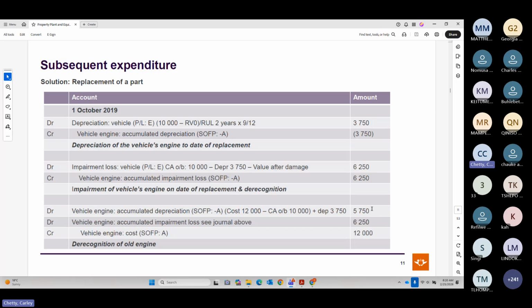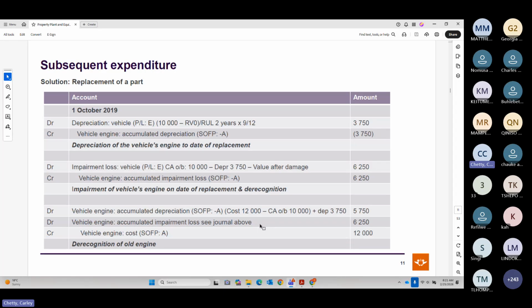And we are reversing this. We are taking this out of the records because we are derecognizing the old engine. So we want the cost and all the accumulated depreciation and impairment losses relating to the old engine to be taken out of our financial records.